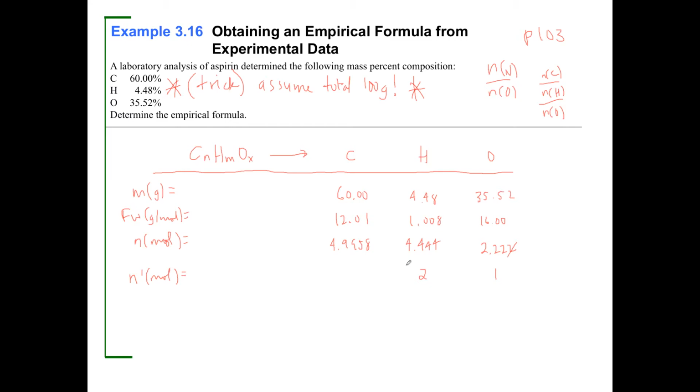9958 divided by, okay, and this goes to 2.2504. Okay, so this is a little bit tricky. What kind of small whole number ratio does this look like? This looks like 1, that looks like 2, and this looks like what? Can you see a quarter there?